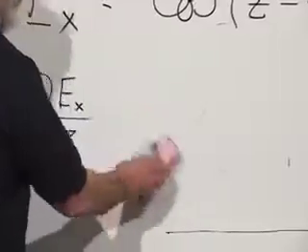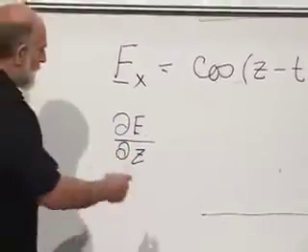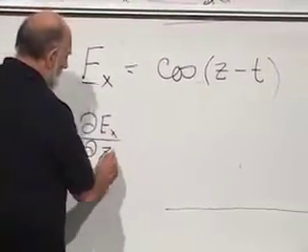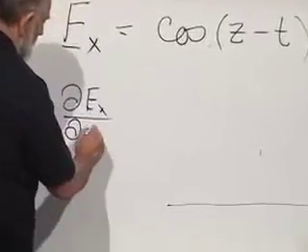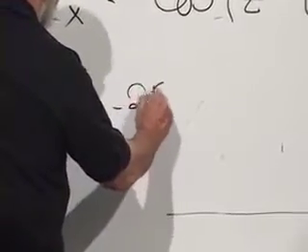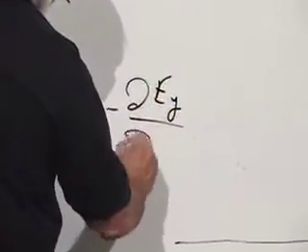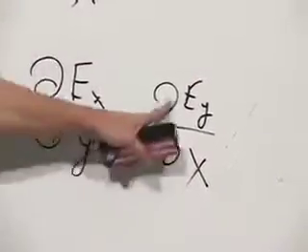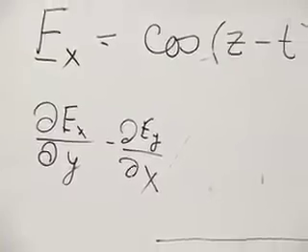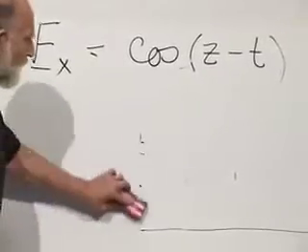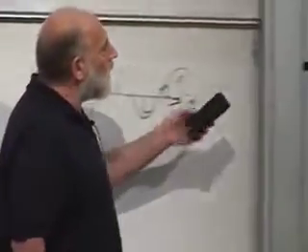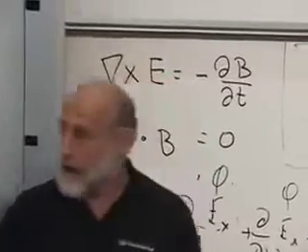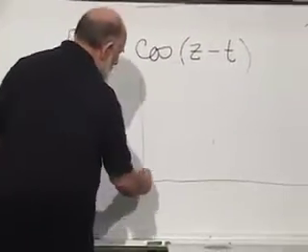We could look for some other component. Let's look for the z component. That would be dEy by dx minus dEx by dy. Well, Ex doesn't depend on y, and Ey is 0 altogether. There's no other component. So the only component of the curl of E is along the y-axis.